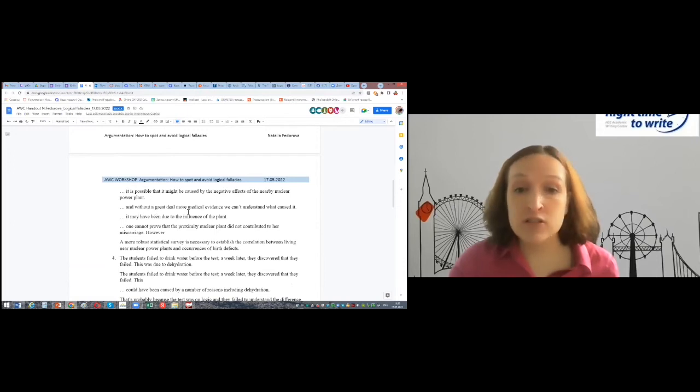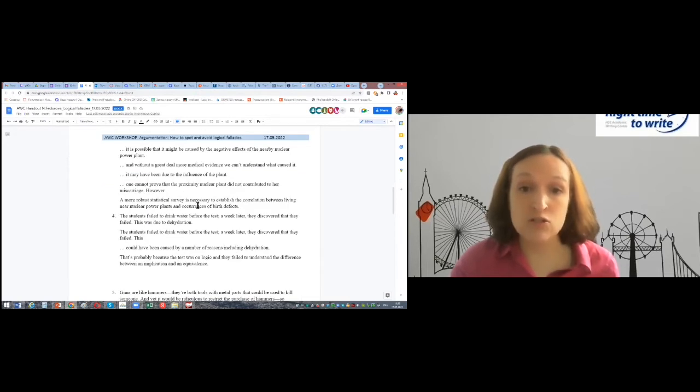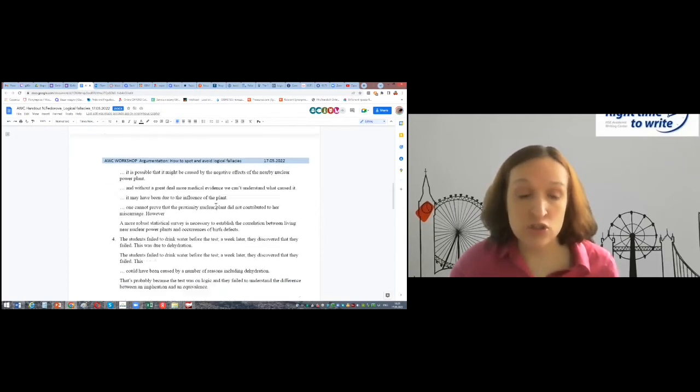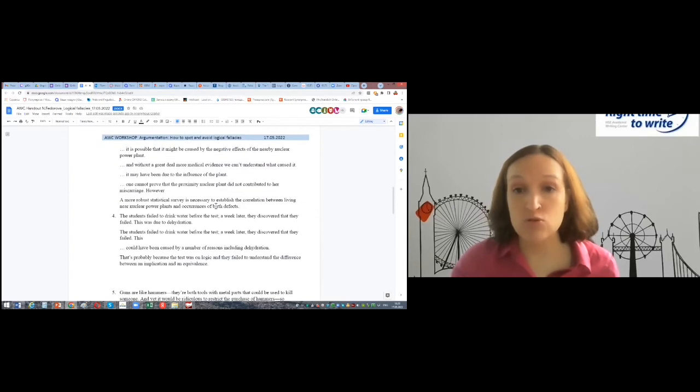And without a great deal more medical evidence, we can't understand what caused it. Of course, absolutely. It may have been due to the influence of the plant, but again, we can't prove it without more medical evidence. One cannot prove that the proximity did not contribute to her miscarriage. However, a more robust statistical survey is necessary to establish the correlation between living near nuclear power plants and the occurrences of birth defects. I totally agree with all your continuations, and I think they're all wonderful examples of sound reasoning.